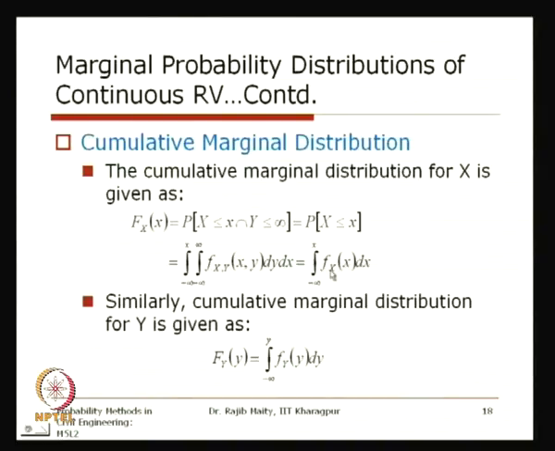So this is replaced by f_X(x), and the outer integration is from minus infinity to some specific value of x, with respect to x. This gives the cumulative marginal distribution of x. Similarly, for y, it is the integration from minus infinity to some specific value of y of the marginal PDF of the random variable y. This way we will get both the marginal PDF and the marginal CDF.